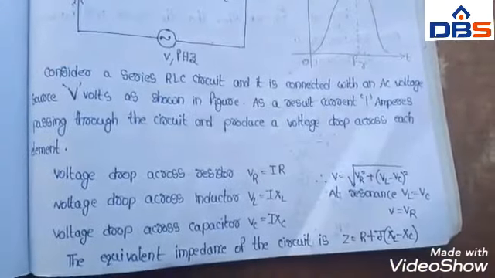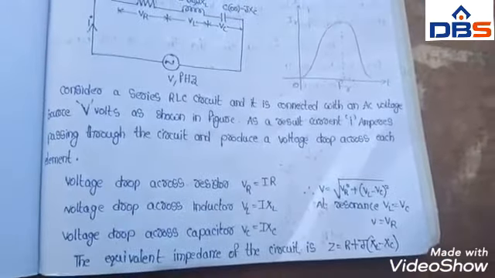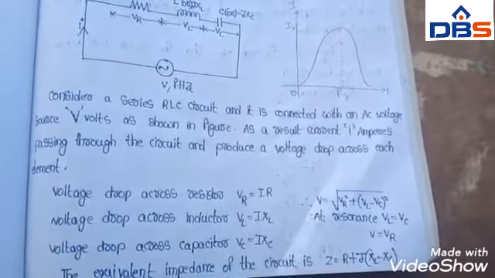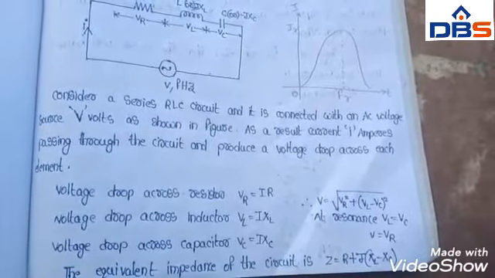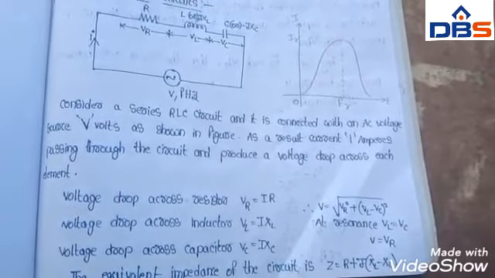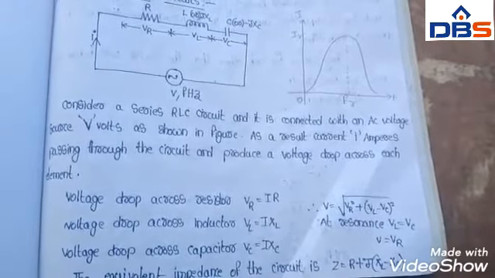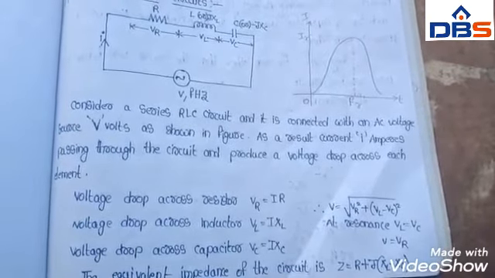Now the total voltage across the series circuit V is equal to square root of VR square plus (VL minus VC) whole square. At resonance, the inductor voltage and capacitor voltage are exchanged with each other. That's why they cancel each other. Therefore, total voltage V is equal to VR.